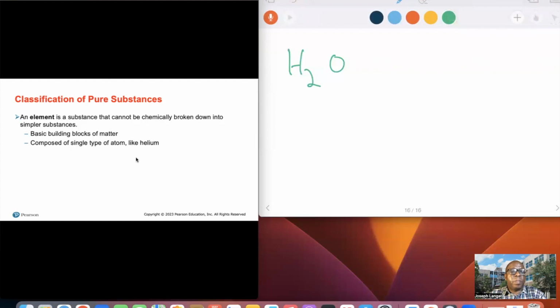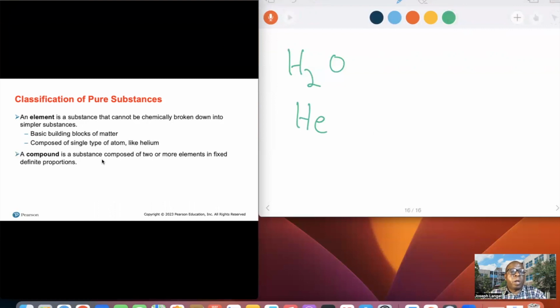Composed of a single type of atom such as helium. All right, helium, by the way, you should be able to write the chemical symbols. Just to give you a heads up, I know you may have covered, I'm using this term, even though we have not started or looked at the periodic table. Helium, chemical symbol for helium, He.